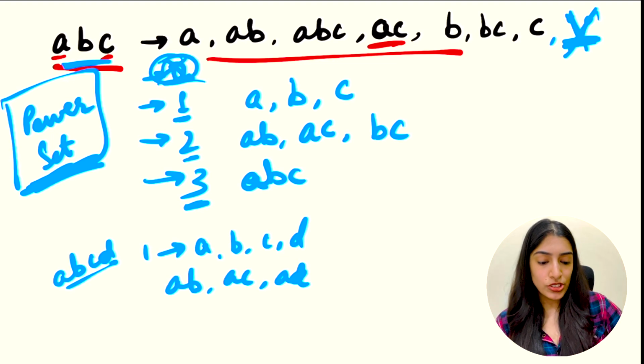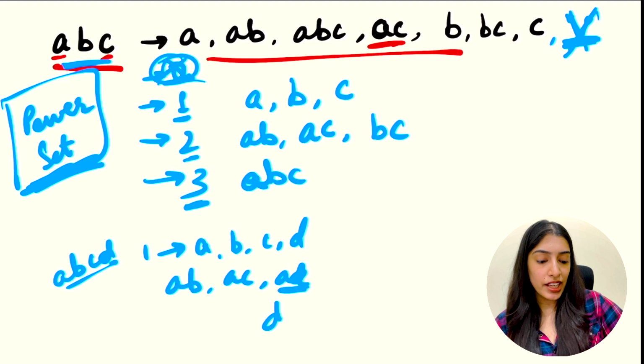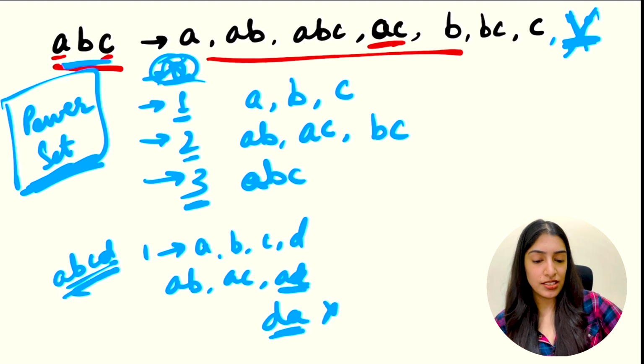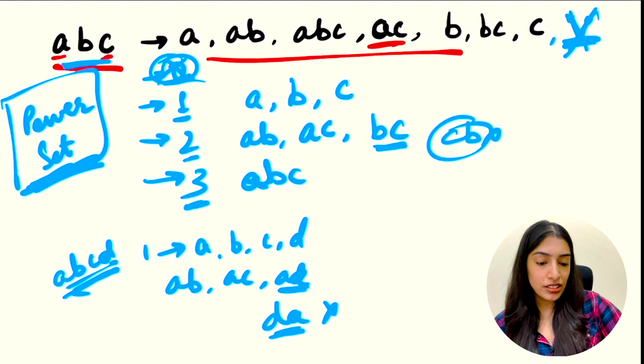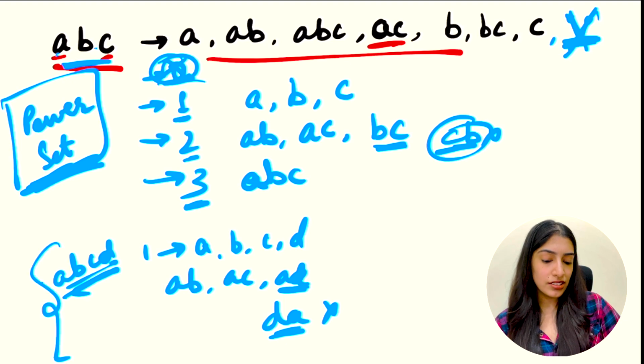One more thing to notice over here. AD I can write, but I cannot write DA. So basically it should be in the same order in which it is present in the string. Here, BC is a subsequence, but CB should not be a subsequence, because ABC should be in the same order as the string itself. I recommend you try writing this and see the number of subsequences that are there.